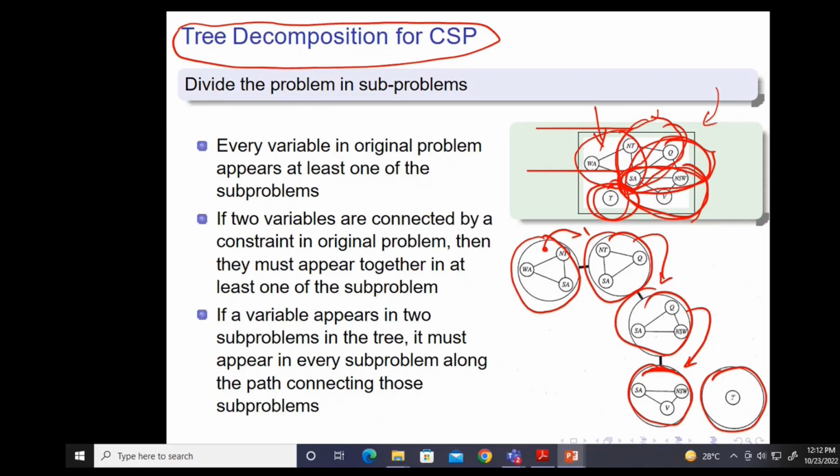Okay. So when you are decomposing the problem in this particular way, every variable in the original problem appears in at least one of the subproblems. If two variables are connected by constraints in the original problem, then they must appear together in at least one of the subproblems, so that everywhere they should be solved. If a variable appears in two subproblems in the tree, then it must appear in every subproblem along the path connecting these subproblems.